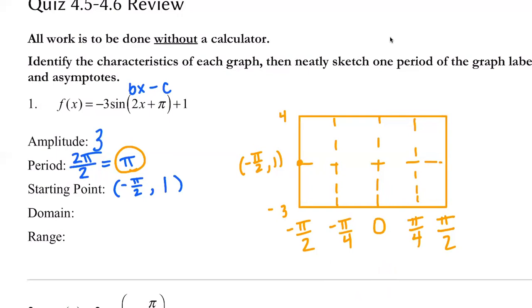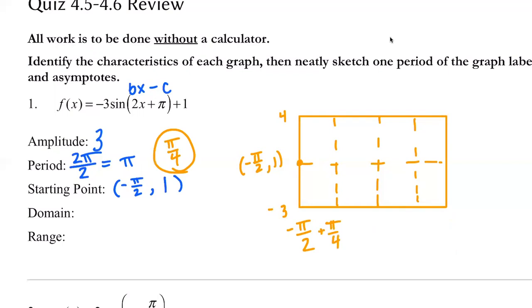Now, maybe you like method number 2. Maybe you like to take the period and divide it by 4 and add that 4 times. So if that's the case, we're going to add pi over 4 times. So if we add pi over 4 to negative pi over 2, we get a negative pi over 4. If we add pi over 4, we'll get 0, add pi over 4, add pi over 4.